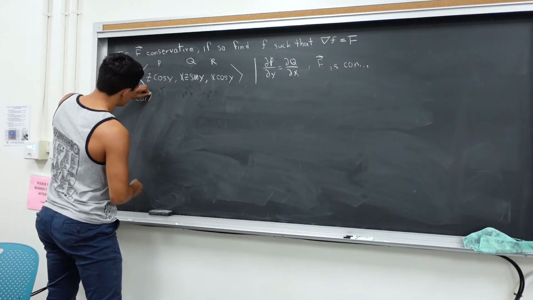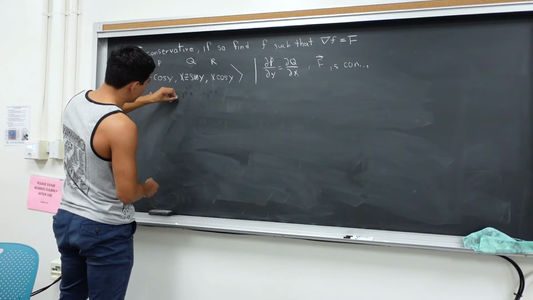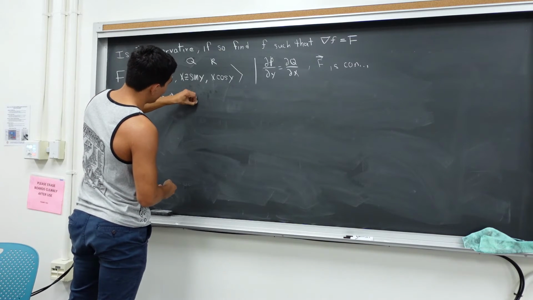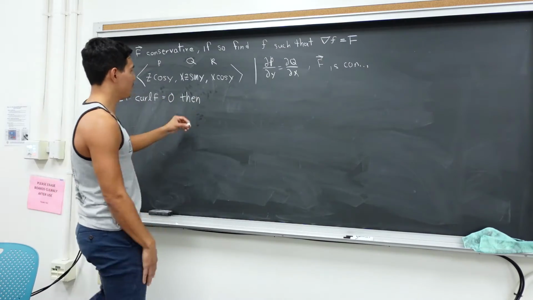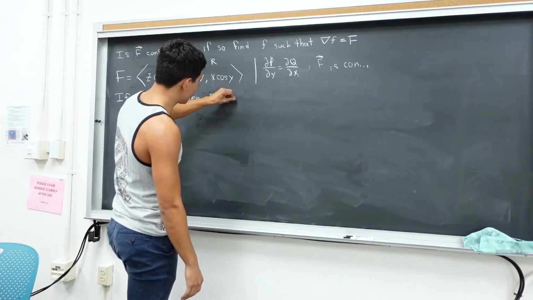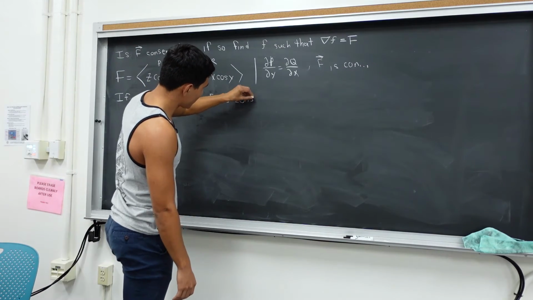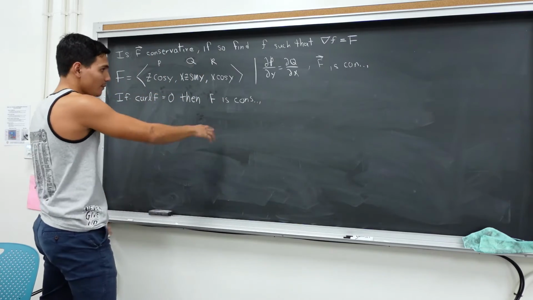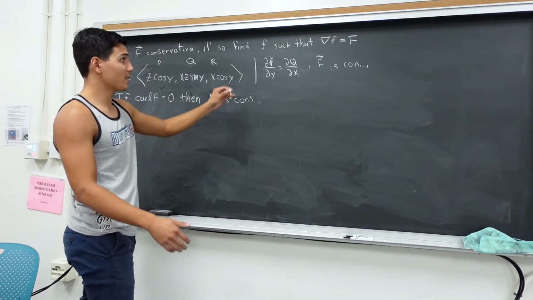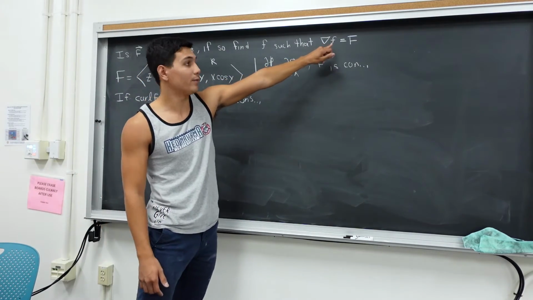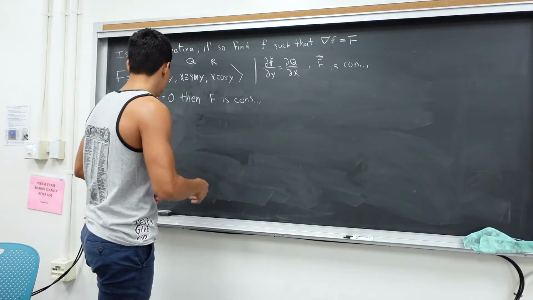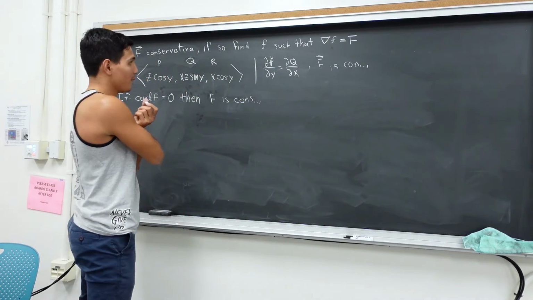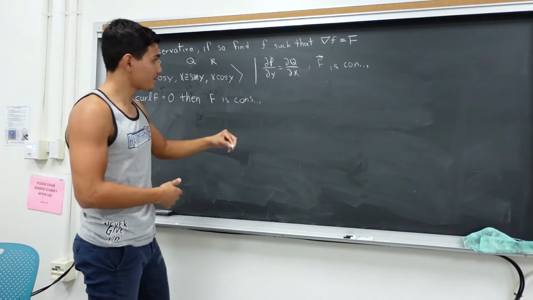curl of F equals 0, then what? If the curl of F equals 0, then it means F is conservative. Okay? F is conservative. And if F is conservative, then there's some little f, and you take the gradient of it, and then it's equal to F. So there'll be a lot of things we're going to do here, but let's start by taking the curl.